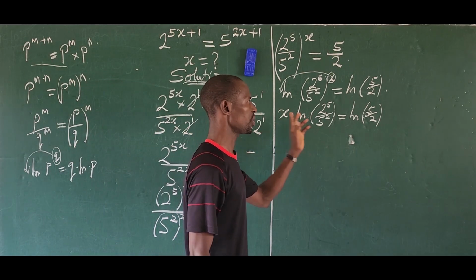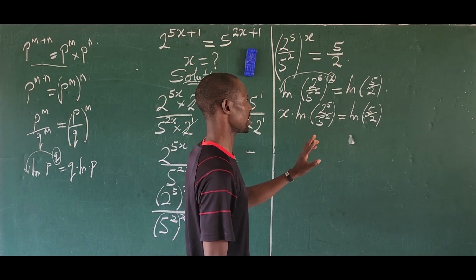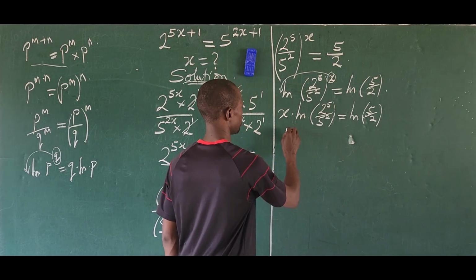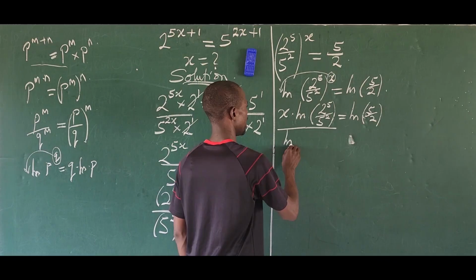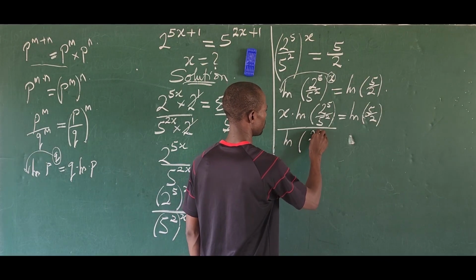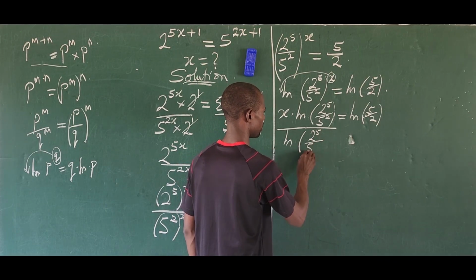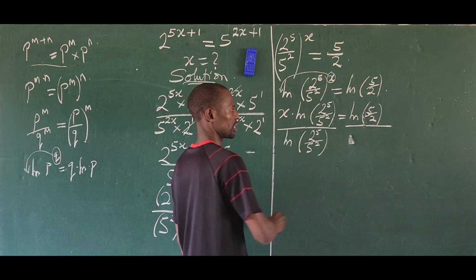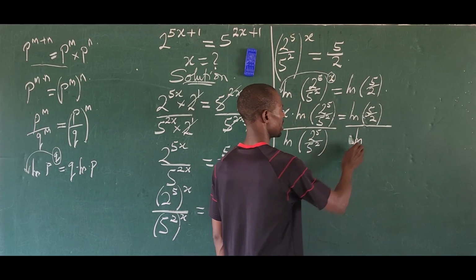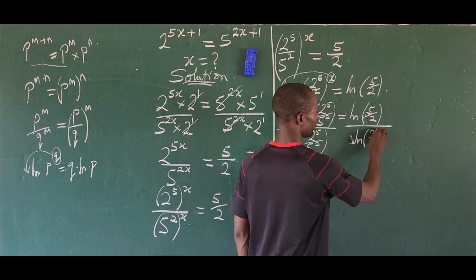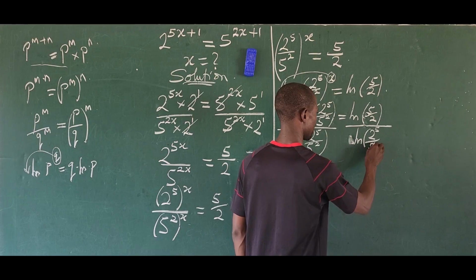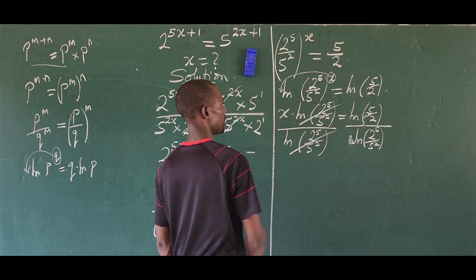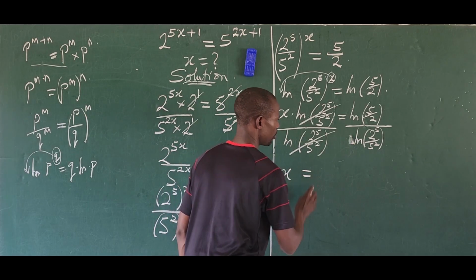We are looking for x, so we just have to make sure that x is standing on its own. In other words, let's divide through by the ln of bracket 2 to the power of 5 all over 5 to the power of 2, close bracket. Then we equally divide the other side by this same quantity, because whatever you do to the left hand side, you must do to the right hand side. So x will be equal to the ln of 5 all over 2, over the ln of 2 to the power of 5 all over 5 to the power of 2.